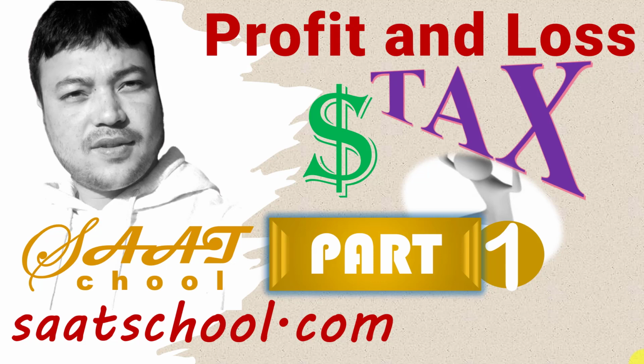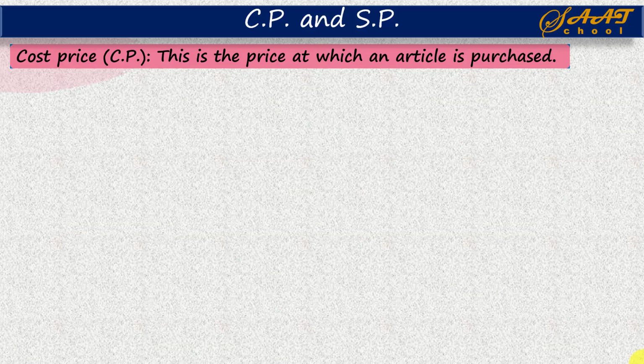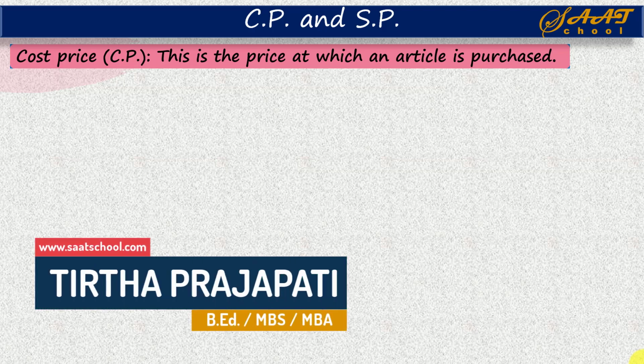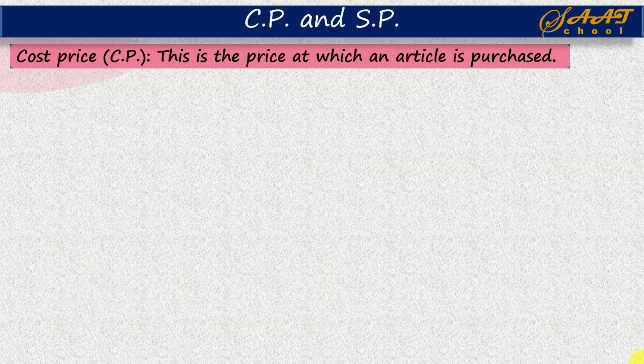Now let's get started. So what is cost price? It is simply the price that you pay for some article, or simply the price at which an article is purchased. An article here means some goods that you purchase or any object that you purchase.